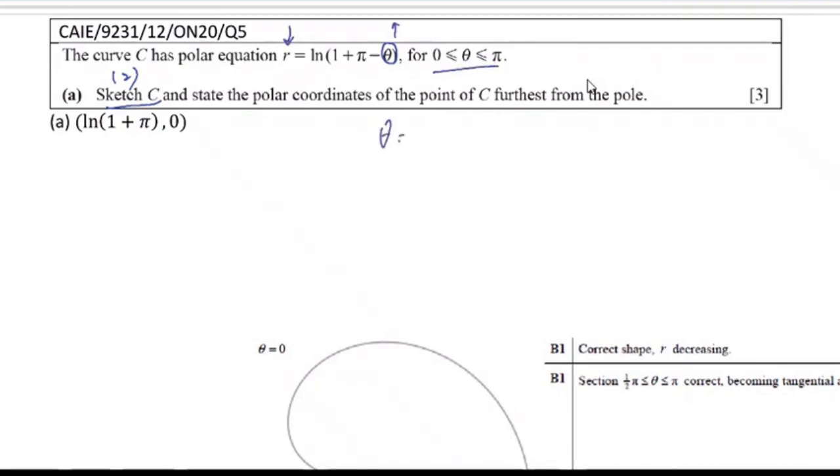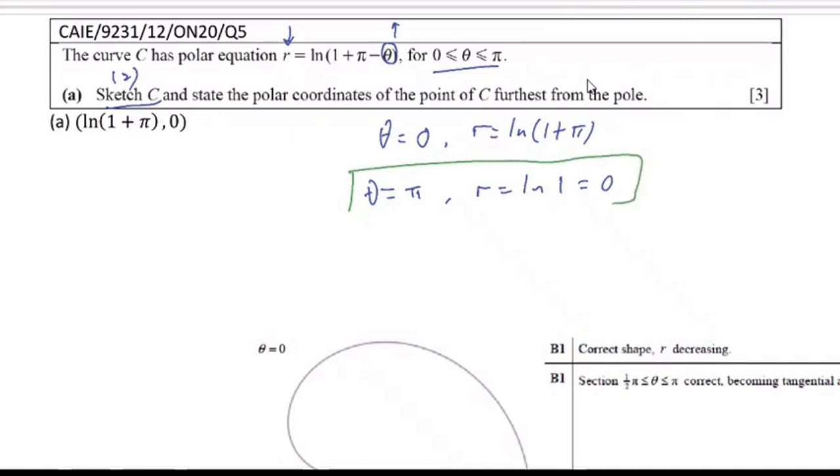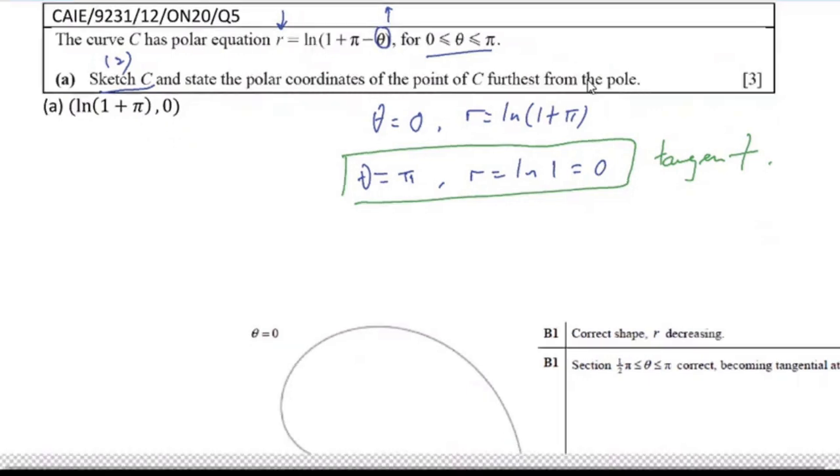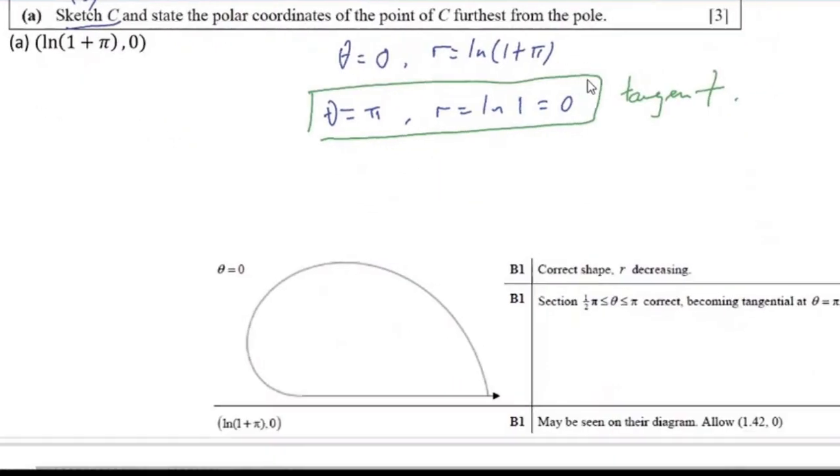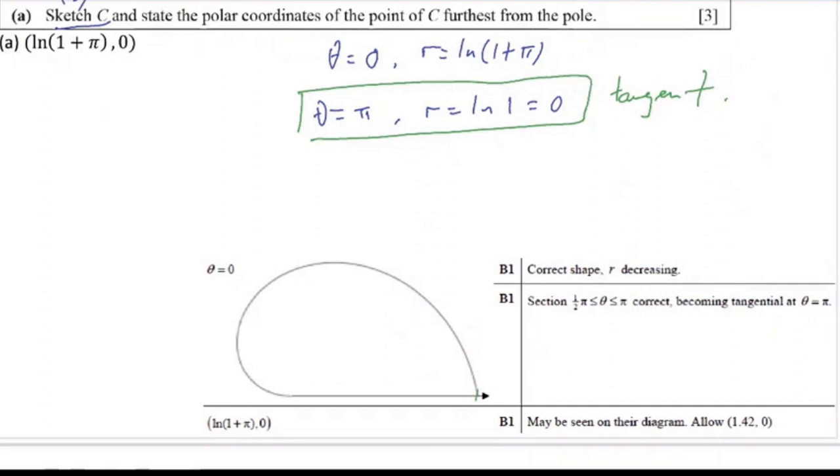Of course, we can sub in some values to see. When theta equals 0, r is a ln(1 + pi). And when theta equals pi here, we get r is a ln 1, which is 0. So again, when theta is pi, we will get r equal to 0 here. This is the part where we have to really look at the tangent, and we just have to sketch them. It is starting at a ln(1 + pi).